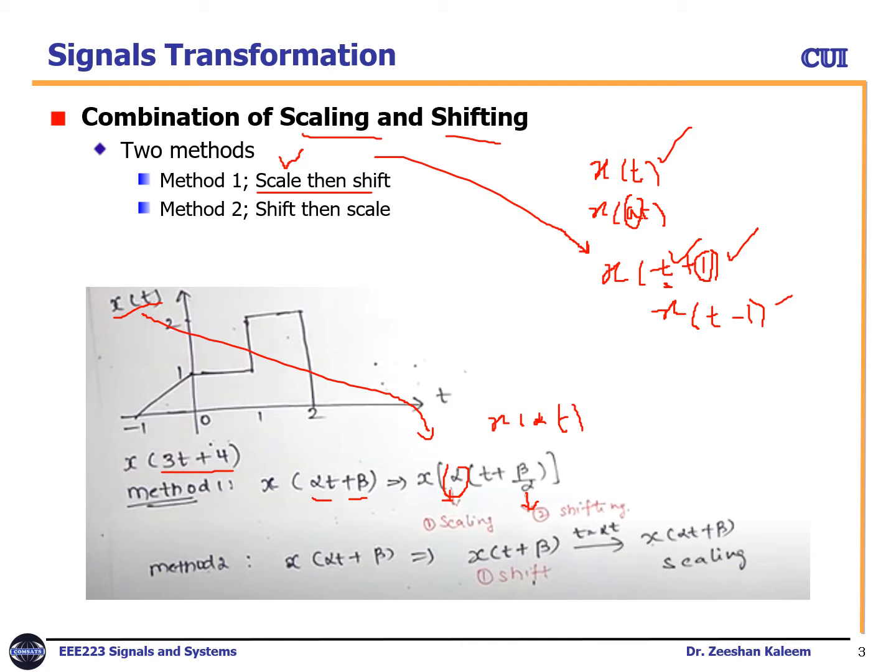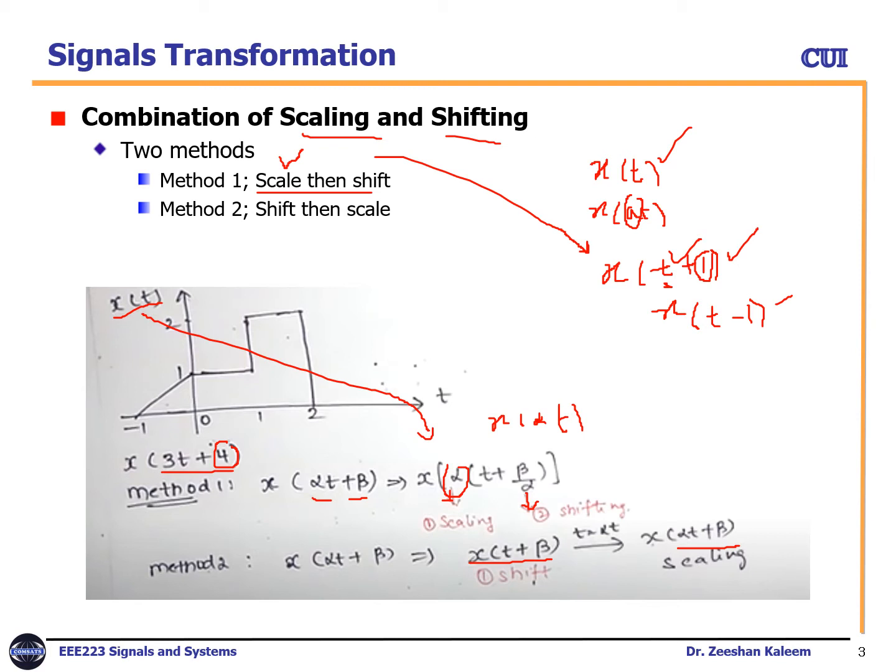The other one is the opposite: first we do the shifting. So for shifting, for example x of t plus beta, no role of alpha here, as we are not doing the scaling. With the existing x of t, we just shift it, and after shifting, we do the scaling with the output signal. So it will be x of alpha t plus beta. So here we don't have any division or multiplication with alpha again.